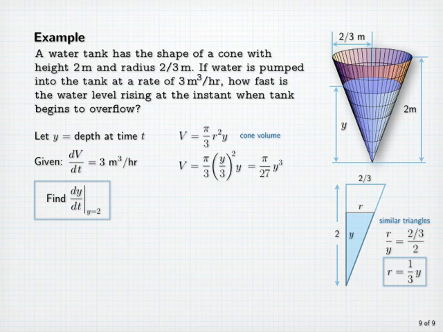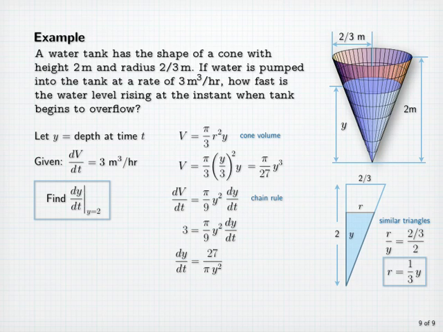Now we take the derivative of both sides of that equation with respect to t. The derivative of V with respect to t is its derivative with respect to y, which is pi over 9 y squared by the power rule, times dy/dt by the chain rule. Substituting dV/dt equals 3 into the left-hand side, we now have 3 equals pi over 9 y squared times dy/dt, and so at any time while the tank is being filled, the derivative of y with respect to t is 27 divided by pi y squared.